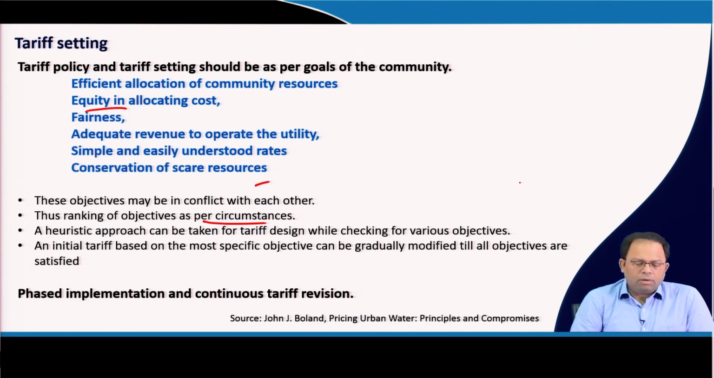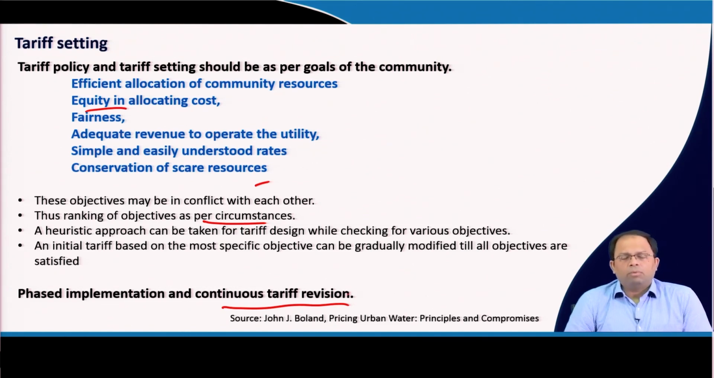And not only that, we have to do phased implementation of this particular tariff and also continuous tariff revision, so that people are aware that the tariff has to be revised and they don't get irritated or angry when suddenly there is a huge change in the price. So it has to be gradual over time. So this is how tariff setting has to be done for urban water supply.